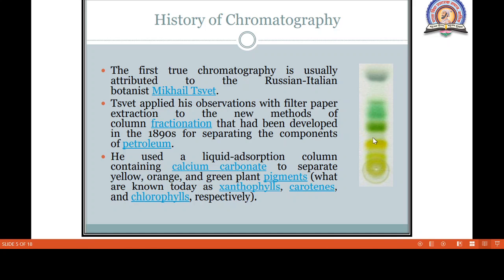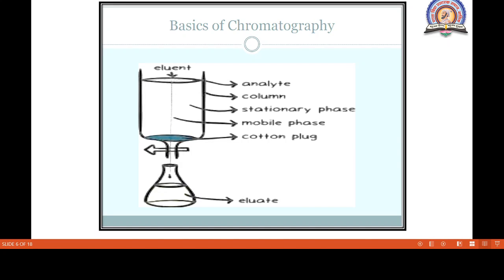So here is the liquid adsorption column. Here he separated the three pigments yellow, orange and green. So xanthophylls, carotenes and chlorophylls are separated. You only remember the name of this scientist Mikhail Sweat, who first discovered the chromatographic technique in the 1890s.